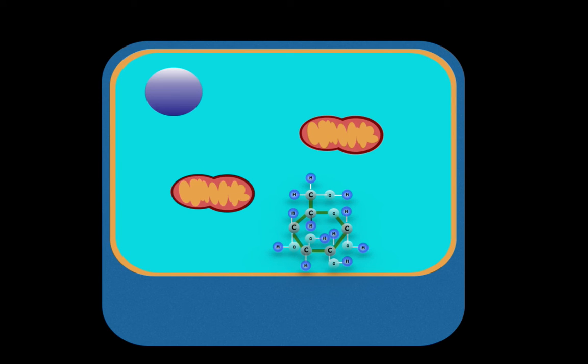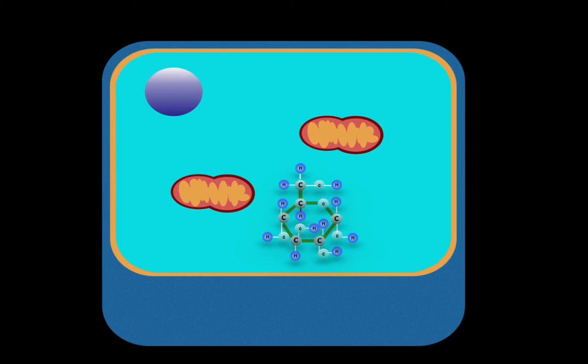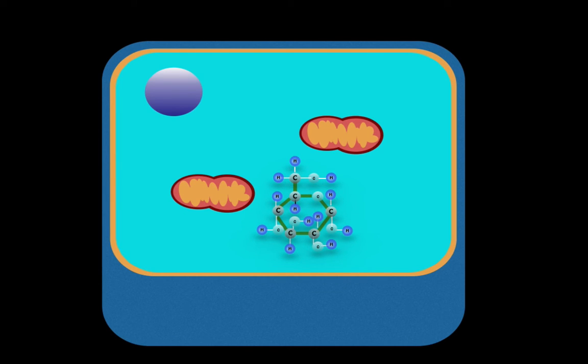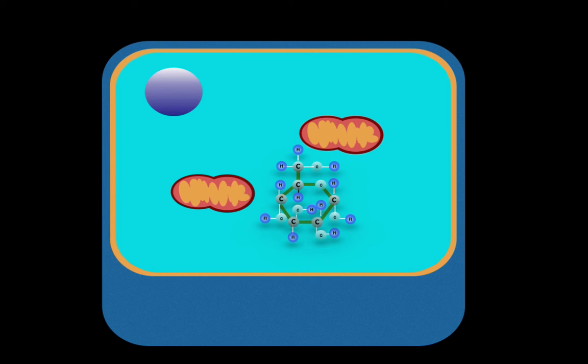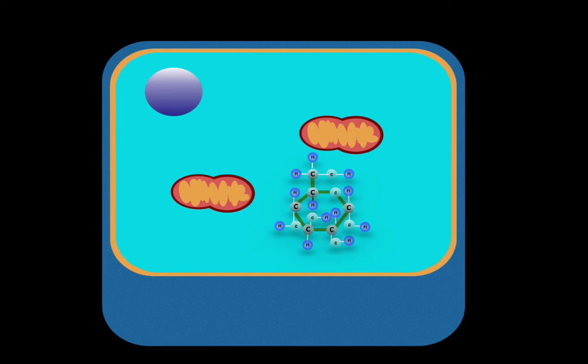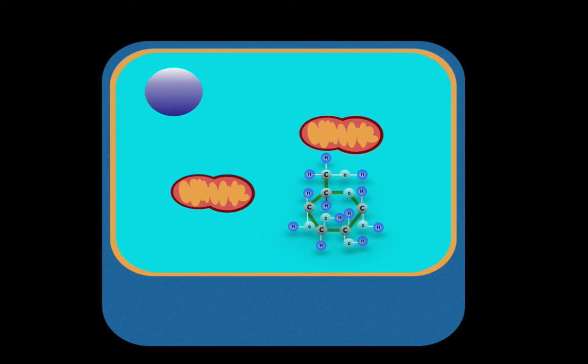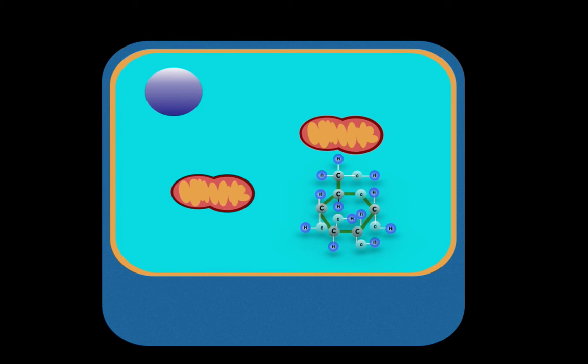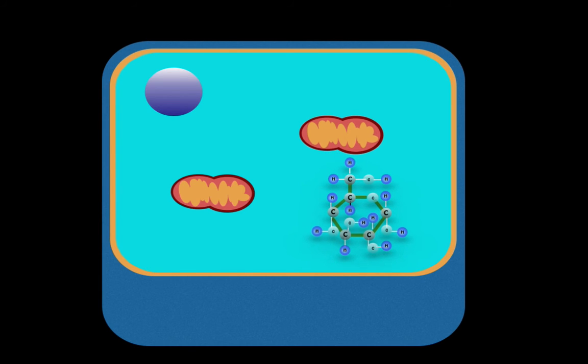In this video, I'm going to be highlighting the process of how this large glucose molecule, okay, gets broken down into a smaller molecule called pyruvate, which is small enough to then enter the mitochondria.